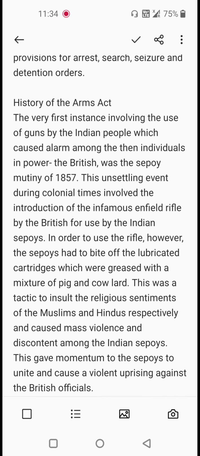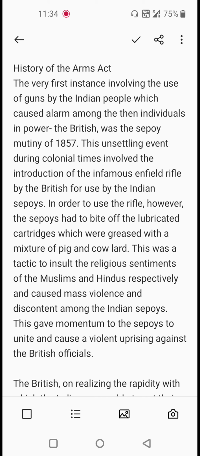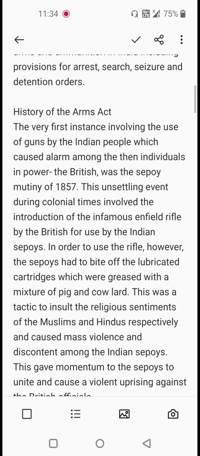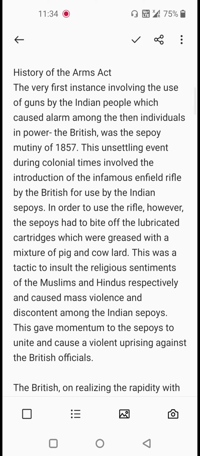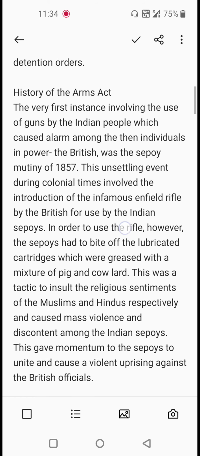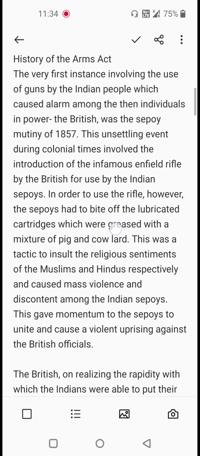What is the history of the Arms Act? The very first instance involving the use of guns by the Indian people, which caused alarm among the then individuals in power, the British, was the Sepoy Mutiny of 1857. This unsettling event during colonial times involved the introduction of the infamous Enfield rifle by the British for use by the Indian sepoys. Sepoy means constable; in the army it is the sipahi.